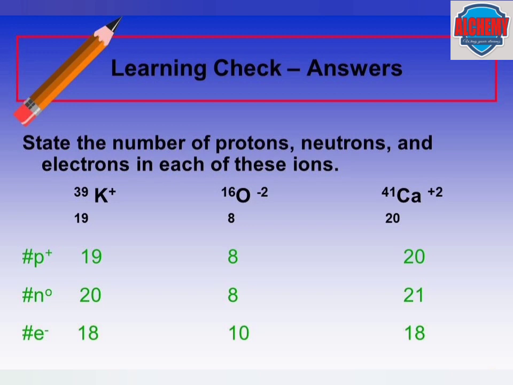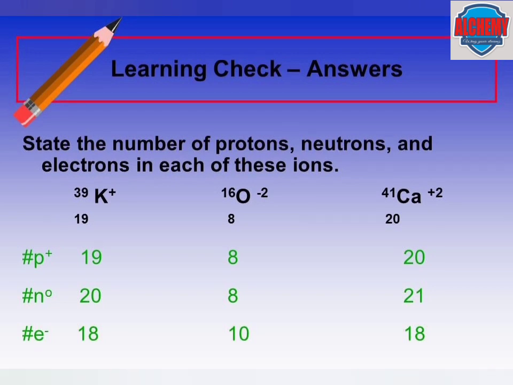Next, in the case of calcium, the mass number is 41 and the atomic number is 20. Since the atomic number is 20, the number of protons is also equal to 20. Now the charge of calcium is given as plus 2. A charge of plus 2 indicates that there are 2 electrons less when compared to the number of protons. So the number of electrons is equal to 20 minus 2, that is equal to 18.